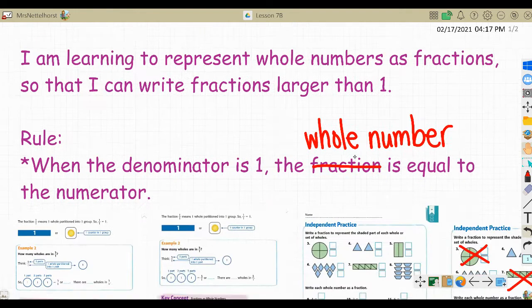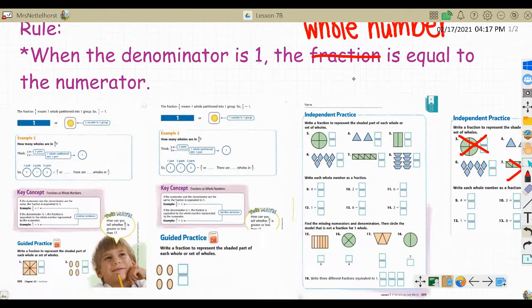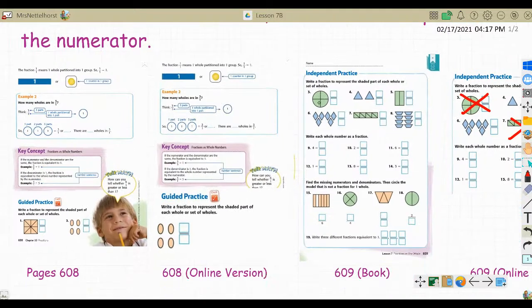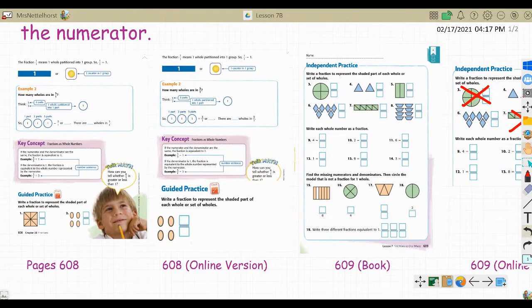Okay, so let's look at the pages we're going to be doing today. There's 2 sets of pages. You have the pages in your book, and then you have the pages that are online. So pay close attention to this. Page 608, this is the one you see in your book where you're going to write it down on hard copy. Then you're going to copy onto this online version that I made because I don't want you doing more work than you have to.